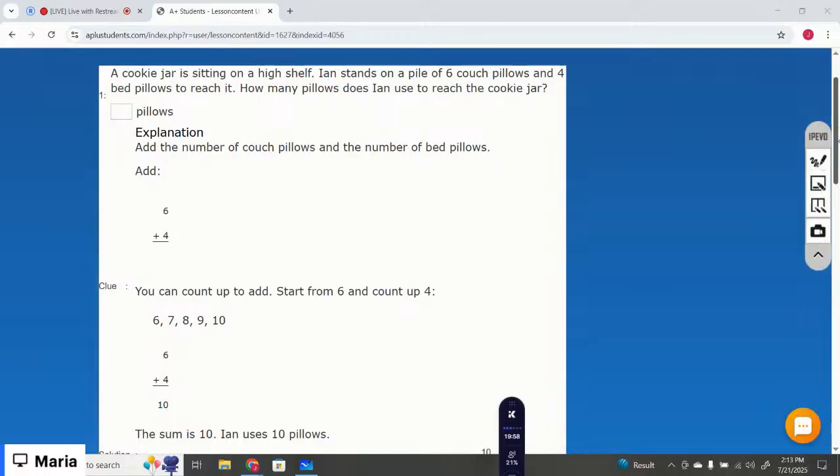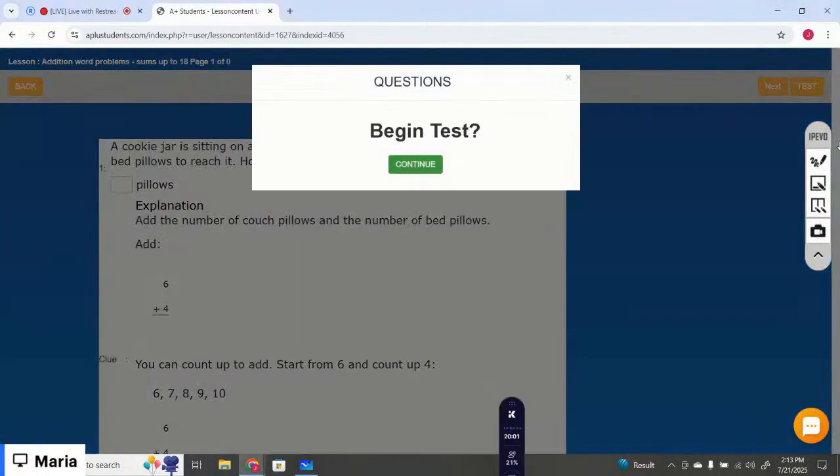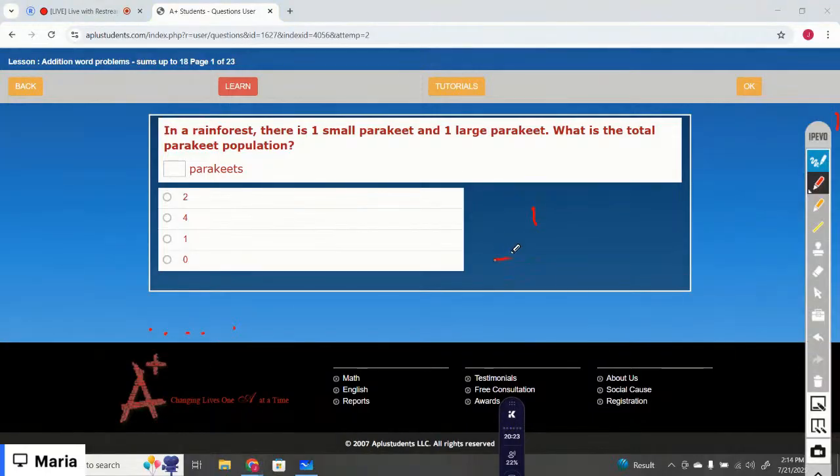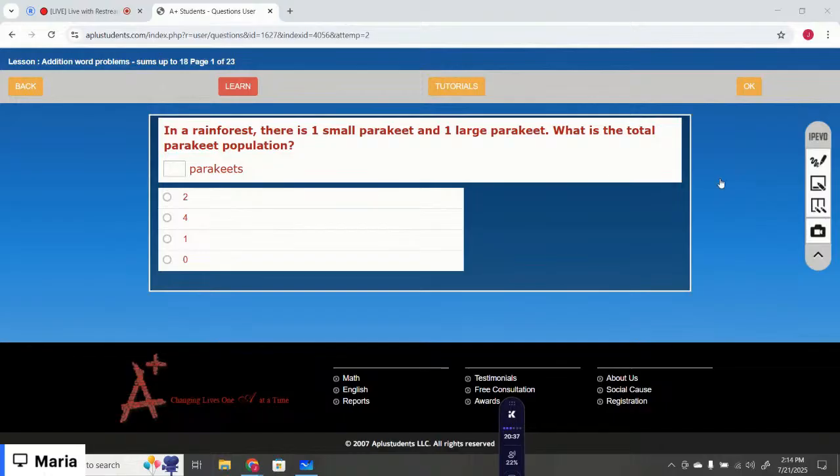Let's just start with the test questions. In a rainforest, there is one small parakeet and one large parakeet. What is the total parakeet population? So one small and one large. So you need to add 1 plus 1 makes 2. So there are two total parakeets. The correct option is 2. Option number 1 is the correct option.